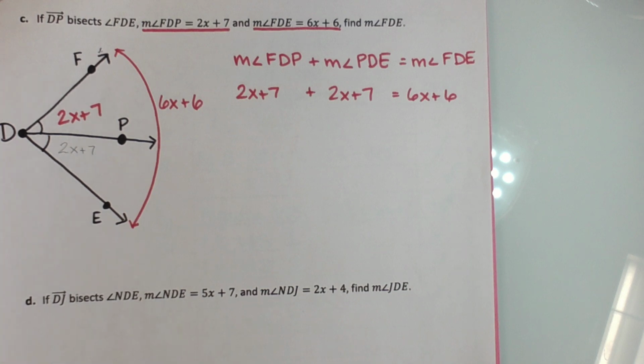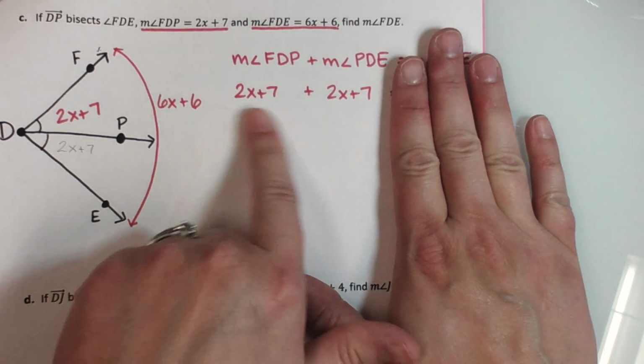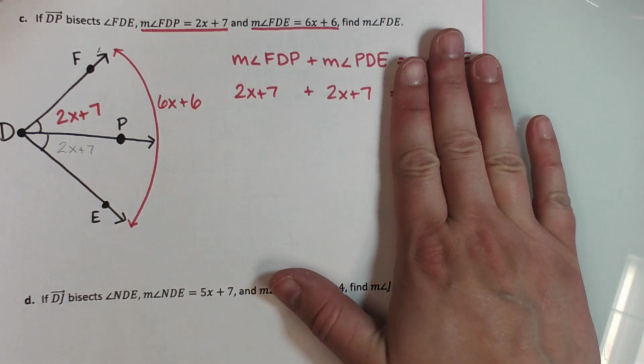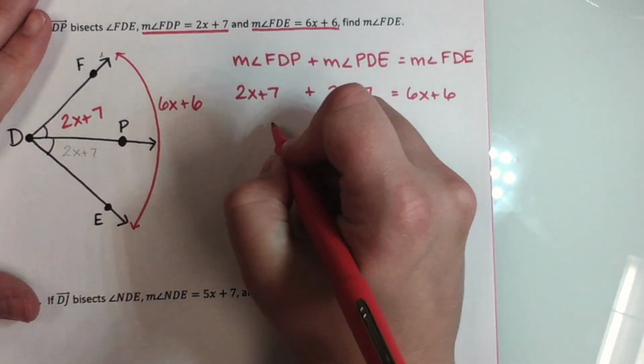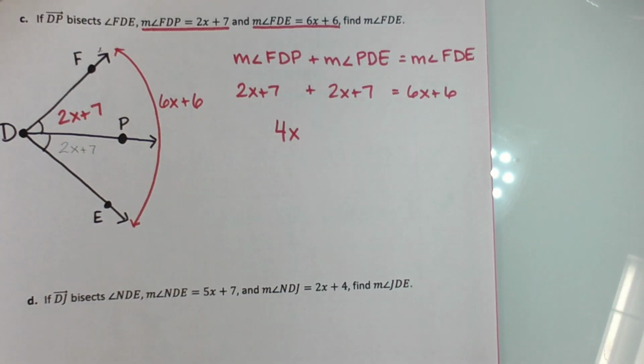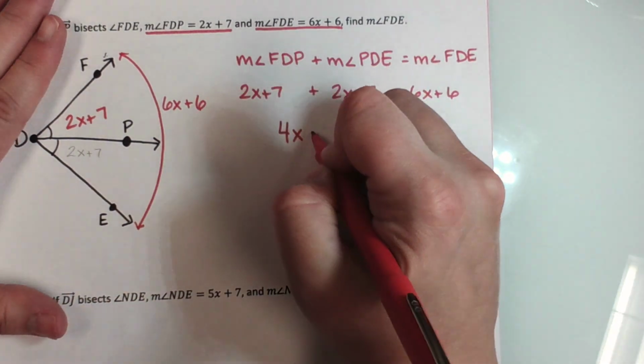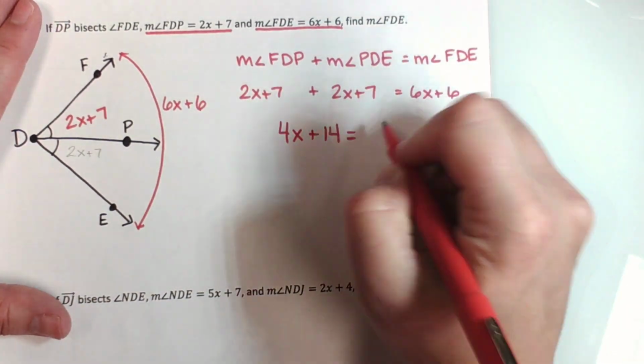At this point, I need to simplify. Because on this side, I've got things that go together. Ava, what goes together? Giving me 4x. Aaliyah? 7 and 7 go together also. Yep. I'm seeing you. 14. Good.